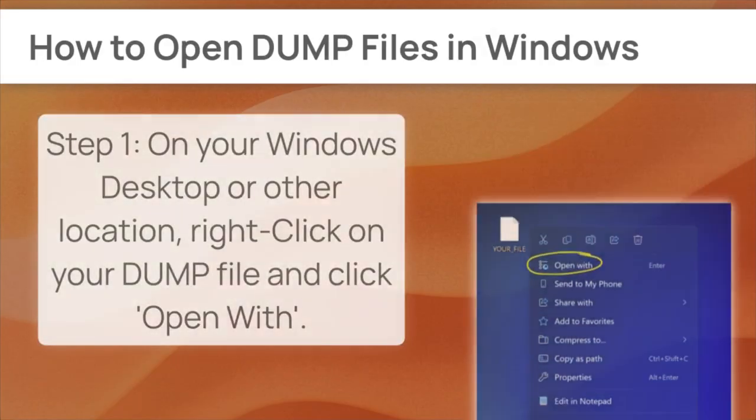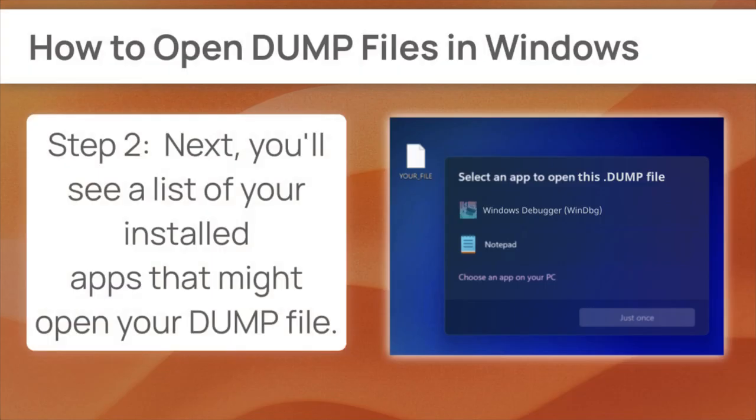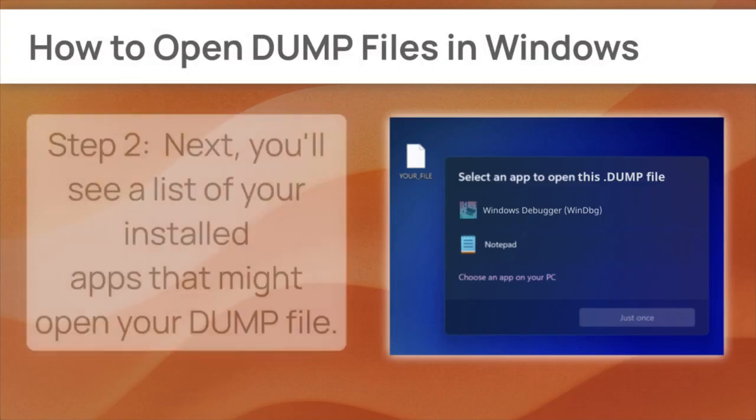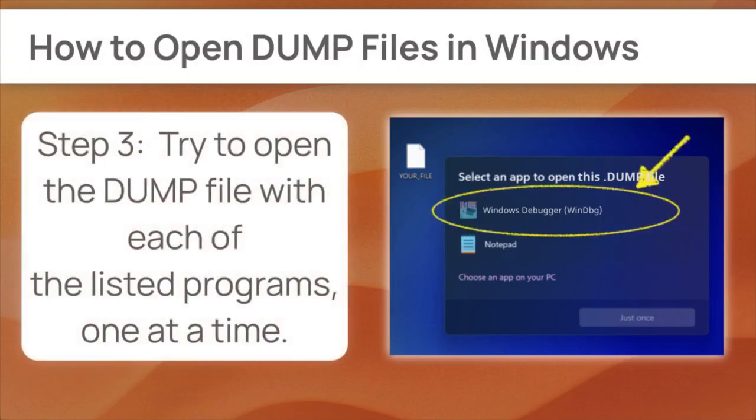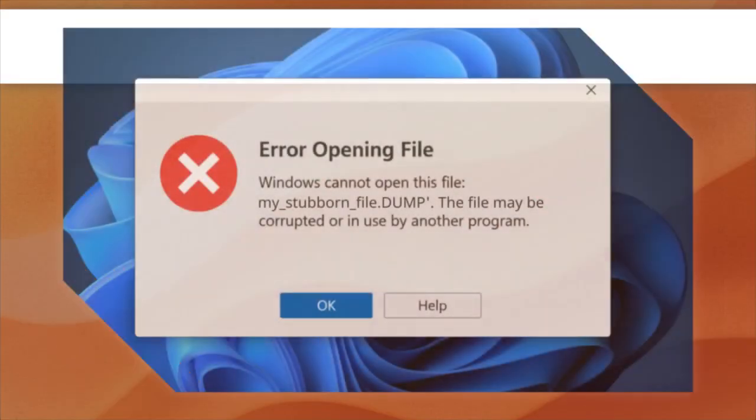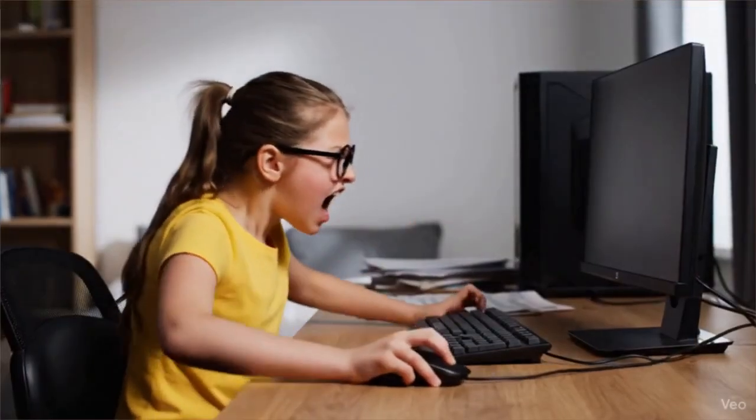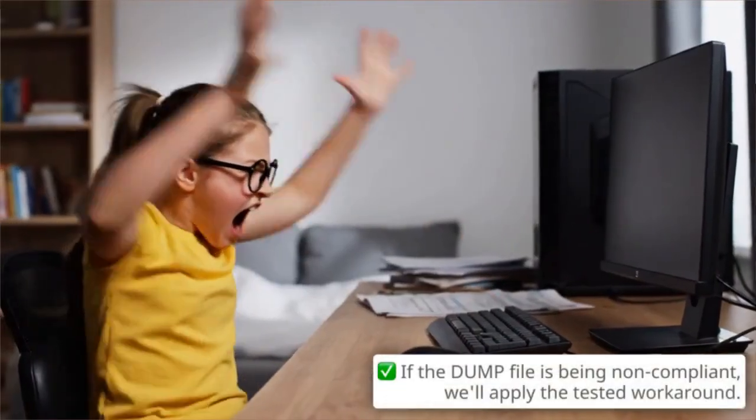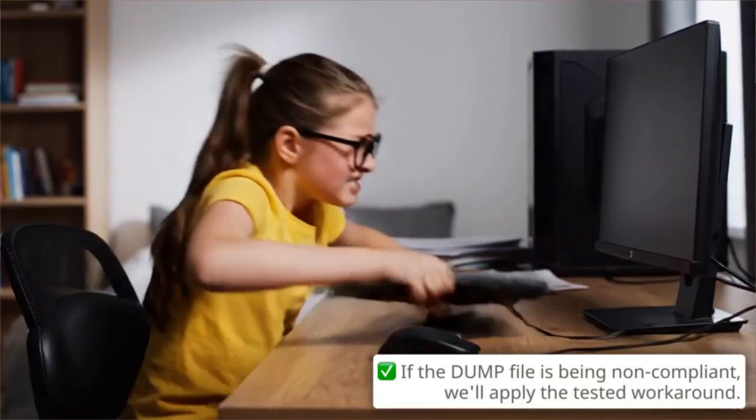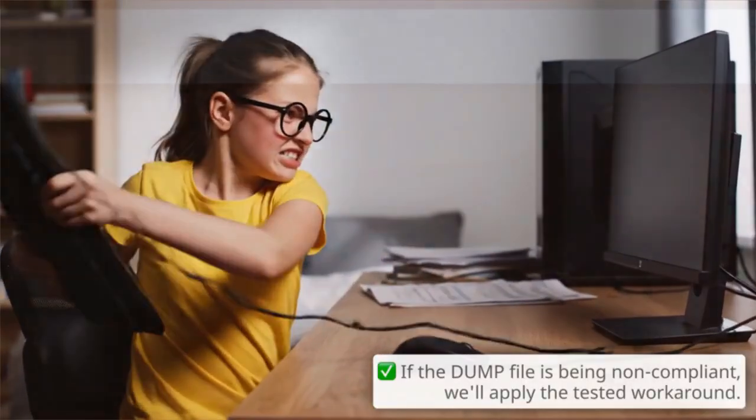Right-click the DUMP file and select Open With. Try Windows Debugger, WinDbg as your first attempt. If you don't see it, choose another application. Keep testing until the file cooperates. When your DUMP file does not open, it is usually a small issue. The failure of the file is predictable. Here are the most common technical reasons this specific DUMP error occurs on most Windows systems.